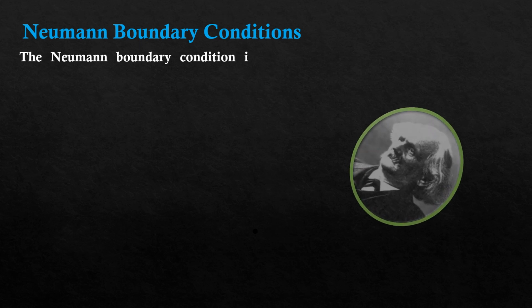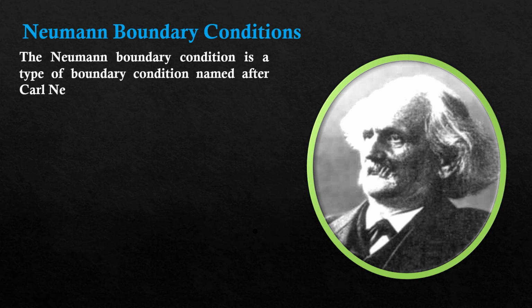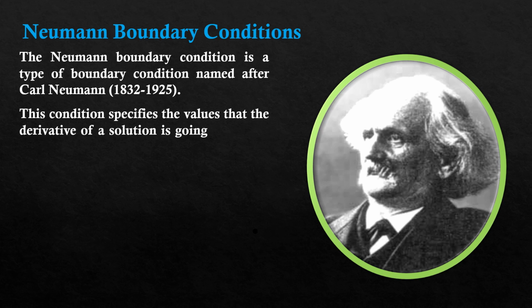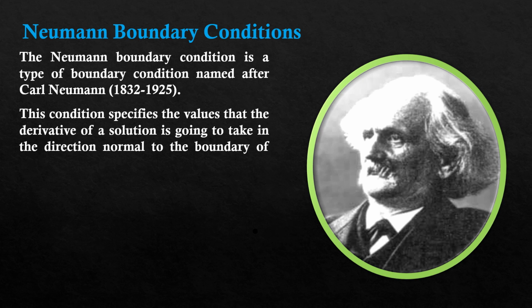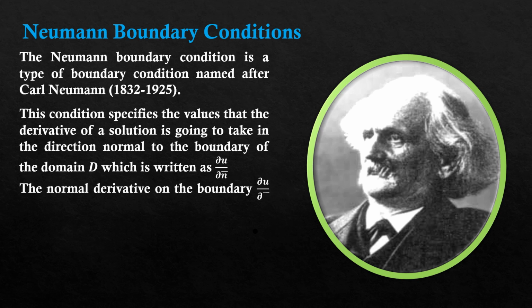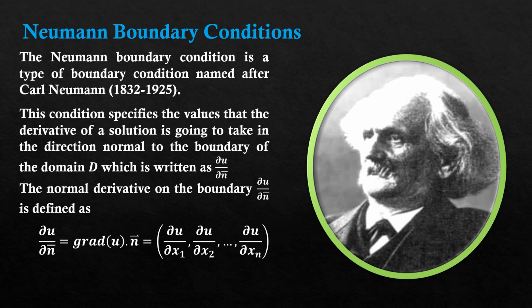Our next type is Neumann boundary conditions. The Neumann boundary condition is a type of boundary condition named after Carl Neumann. This condition specifies the values that the derivative of a solution is going to take in the direction normal to the boundary of the domain capital D, which is written as partial u by partial n. The normal derivative on the boundary is defined as partial u by partial n equal to gradient of u dot n, which is equal to (partial u by partial x1, partial u by partial x2, and so on up to partial u by partial xn) dot n, where n is the outward normal to the boundary.